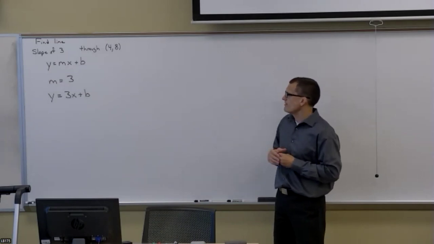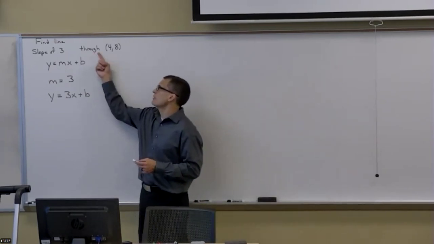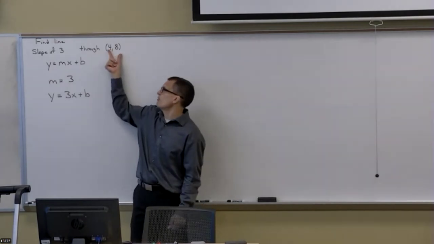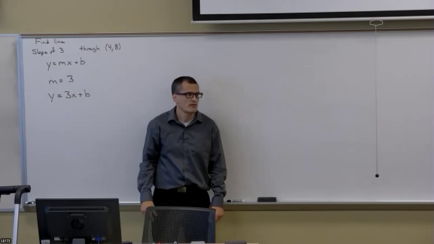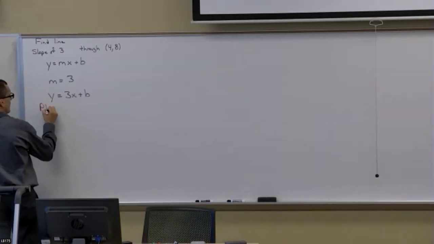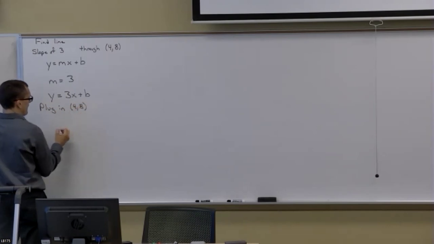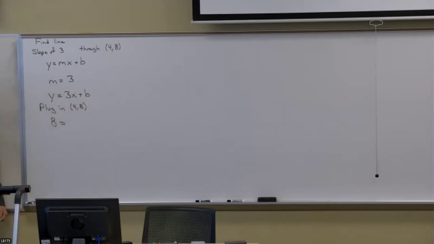Once I've done that, then I have to use that point to find b. And the key observation is that if the line goes through this point, that means that when you plug in this point, the equation becomes true. And that means I can plug in the point (4, 8), and that equal sign will still be there. I'll still have a true equation.